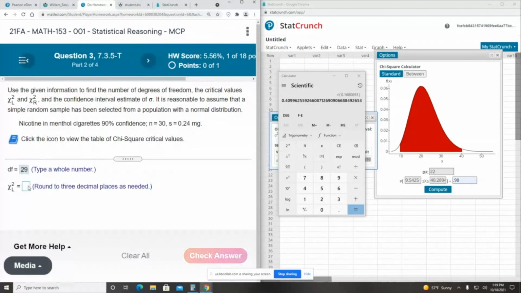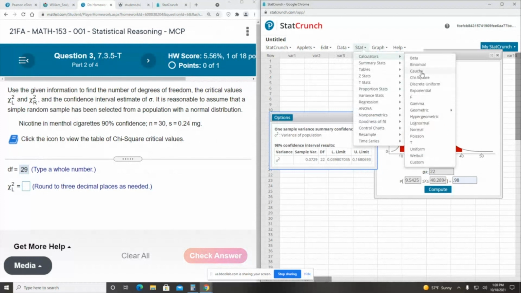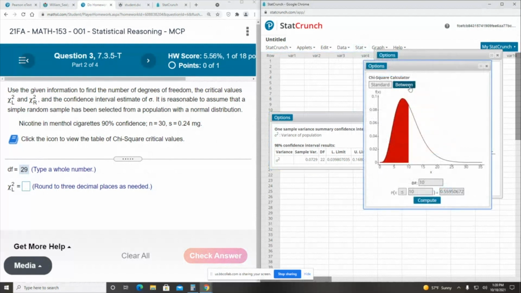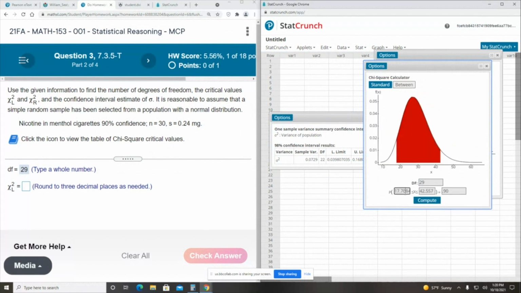To find the chi-squared L and chi-squared R values, go to stat, go to calculators, go to chi-squared, click on the between, and put in this confidence level, 90%. Degrees of freedom, we just found was 29, put that in first. Now here comes my 90%, 0.90, hit the compute, and I have a left and a right value for my chi-squared.